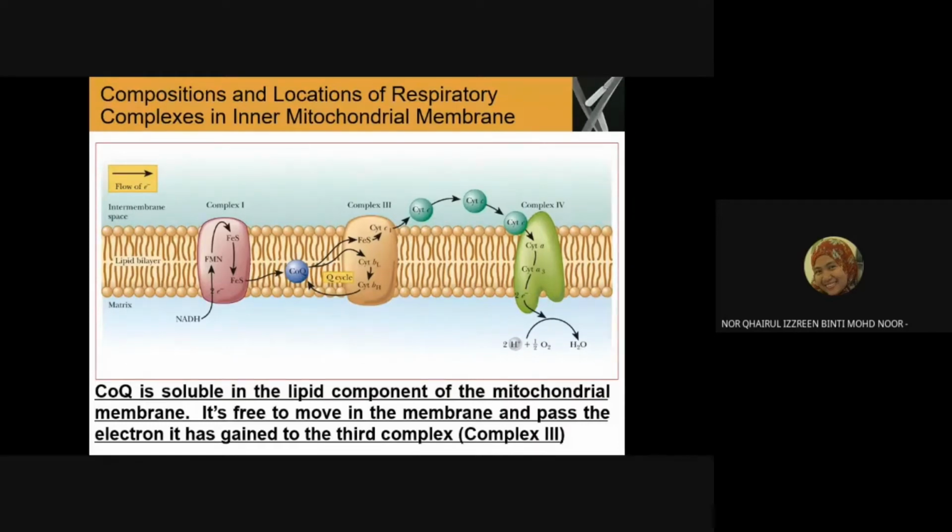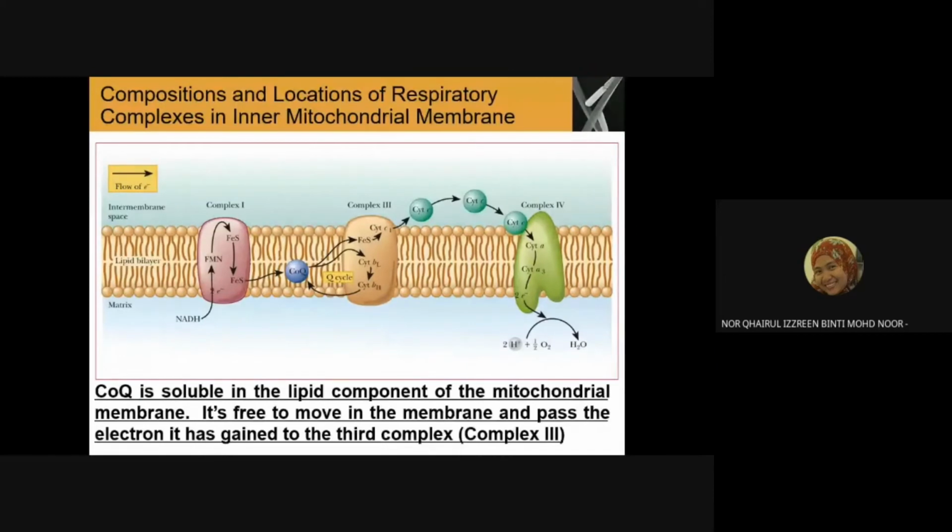So imagine there's another QH2 coming, from complex 1 or complex 2, and it binds to complex number 3. So what happens is the cycle repeats. 1 electron goes to the iron-sulfur cluster, goes to cytochrome C1, is accepted by cytochrome C, diffuses away, and goes to complex number 4. This is the second cycle. So the second electron binds to cytochrome B and it binds to the semiquinone radical ion. No longer Q, no longer ubiquinone, because remember, it has accepted 1 electron.